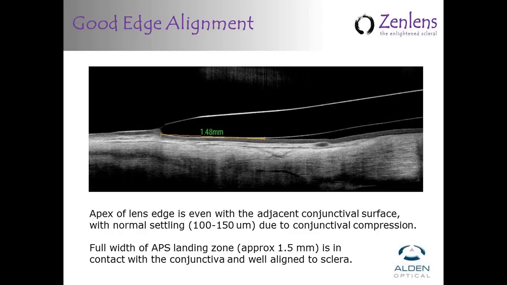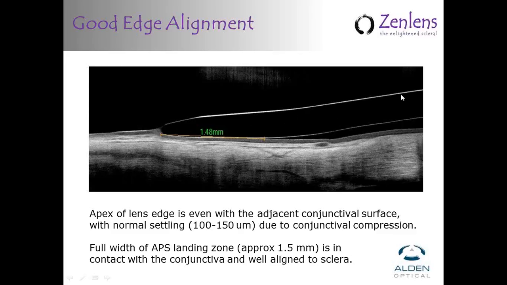But this lens shows the landing zone, the area of contact here at 1.48, 1.5 millimeters, which is just about the width of the landing zone. So it's really laying just about the way we want it to be. You can see it does compress into the conjunctival tissue, and we know that's the norm, because that's why we have to give that lens time to settle. And I think a good way to evaluate it is if the very apex of the edge right here, the center of the lens, is approximately even with the conjunctival surface right outside it. That's about the proper alignment that we like to see.